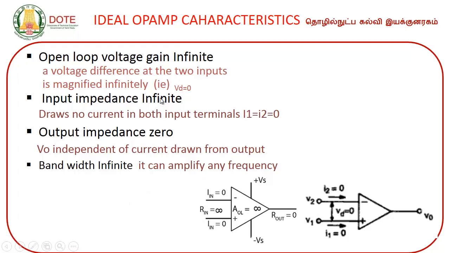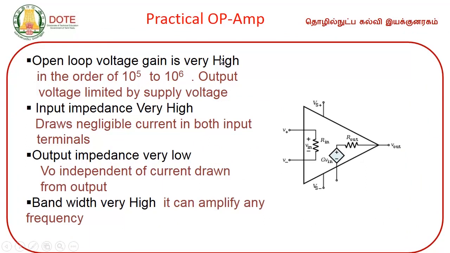So to conclude the ideal op-amp characteristics, the four important ideal operational amplifier characteristics are open loop voltage gain infinite, input impedance infinite, output resistance 0, and bandwidth infinite. Another important ideal characteristic is CMRR. What is CMRR? We will discuss the CMRR later. Common mode rejection ratio should also be infinite. So in the previous slide we learnt the ideal characteristics of the operational amplifier.